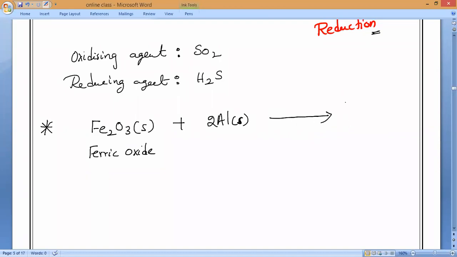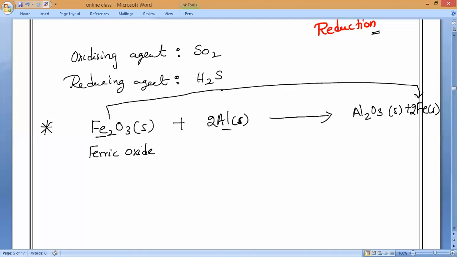Now you can understand. So what products will come? You tell me, who is more reactive, aluminium or iron? Aluminium. So will the product form or not? What is the product that will form? Aluminium oxide plus iron. Balancing, 2Fe will come, 2Al will come. That is what it is. Now tell me, iron oxide, or ferric oxide, is going to turn into iron. So what is happening?